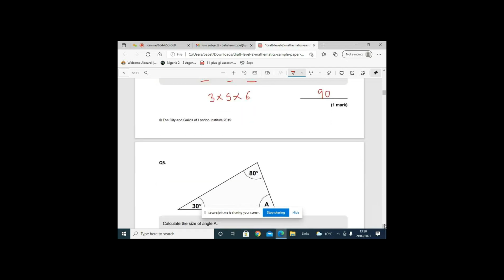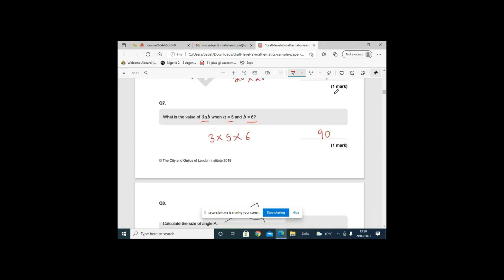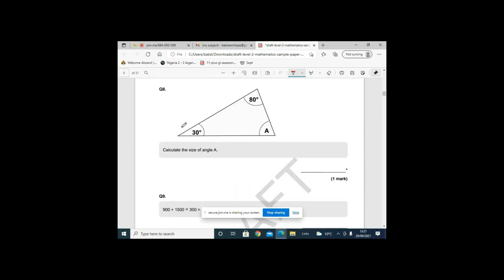That's a simple one. It's going to be as simple as this. But the issue is that they can say the formula is this, and they will word it in a way that you will probably be confused about what they are actually saying.